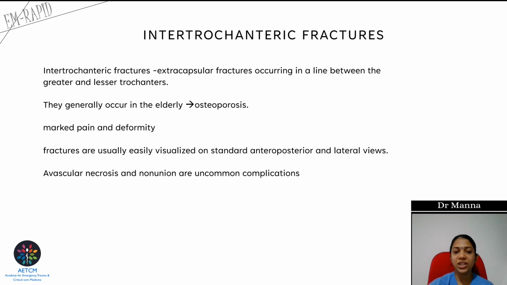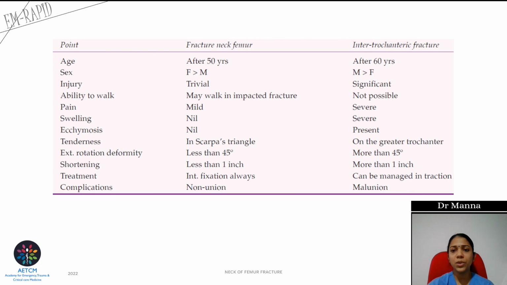This fracture can be easily visualized in standard AP and lateral views. Complications like avascular necrosis and non-union are not very common with intertrochanteric fracture because the neck and the head are spared, so the blood supply to those areas will not be affected. So these complications are rare. This is a table to differentiate both fractures. The pain, the swelling, the ecchymosis, and the presentation will be more severe in intertrochanteric fracture. The main complication with neck of femur fracture is non-union, and in intertrochanteric fracture the main complication is malunion.